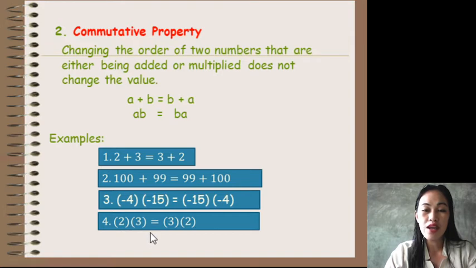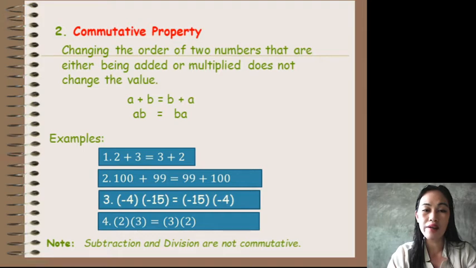2 times 3 is equal to 3 times 2. 2 times 3 is 6. 3 times 2 is also 6. So the value is the same. So note that subtraction and division are not commutative.